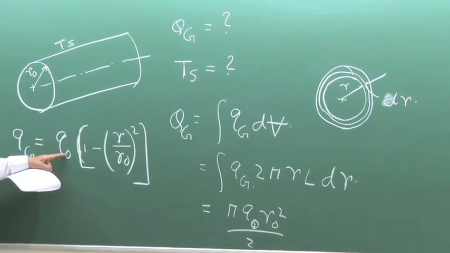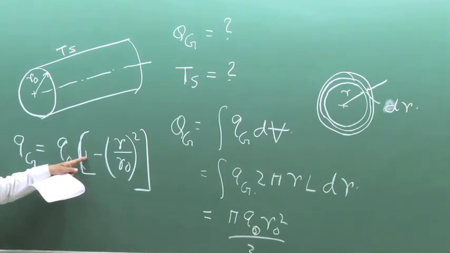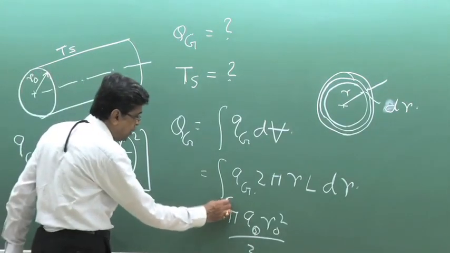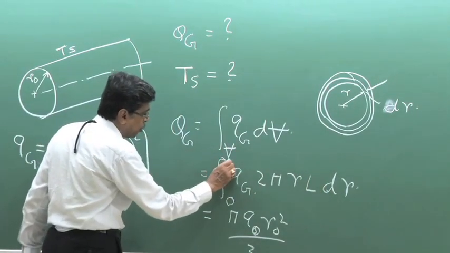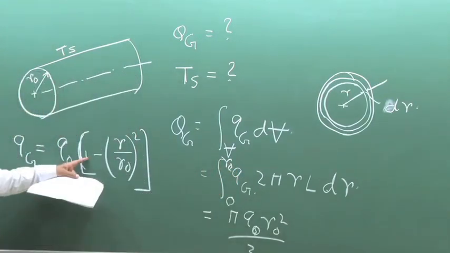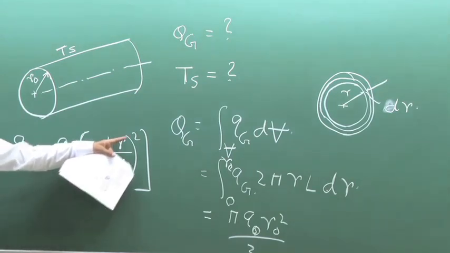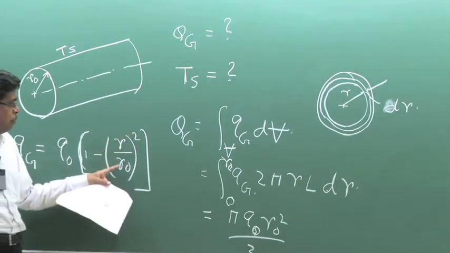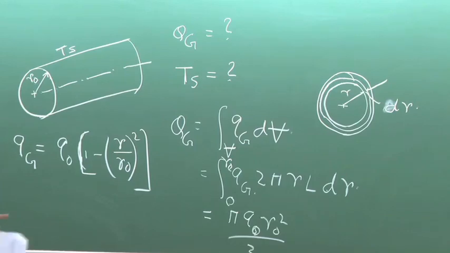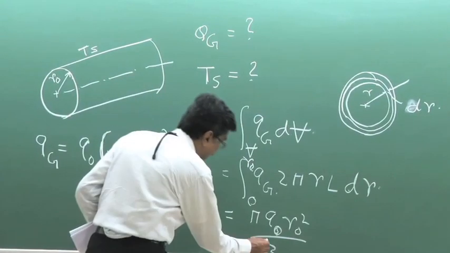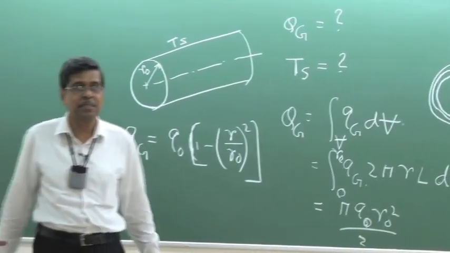You put this, 2 pi L will come out. So r dr, the r square by 2, that is r0 square by 2, because this is for the entire volume. Now when I put it in terms of dr, it will be 0 to r0. So the first term will be r dr, that is r0 square by 2, and the second term will be r cube by r0 square dr. That means r0 to the 4 over denominator r0 square, it will be r0 square by 4. So ultimately you get pi Q0 r0 square by 2. This thing I am not doing in the class, so this is the expression.